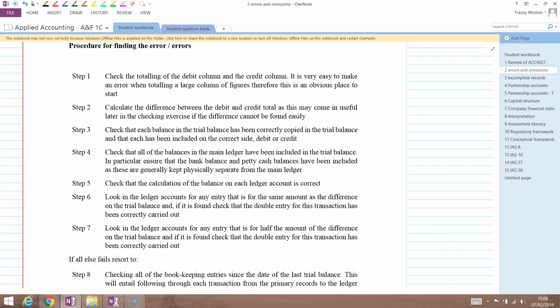If you do find this amount, then have a look to see whether the double entry has been performed correctly. Step 7, look in the ledger accounts for anything that's half the amount of the difference on the trial balance, and have a look to see again whether the double entry has been carried out correctly. So if you ended up with 2 debits or 2 credits. If everything else fails and it doesn't solve your issues, then you need to go back to all of the bookkeeping entries since the date of the last trial balance and work through each and individual transaction to make sure it has been recorded correctly.